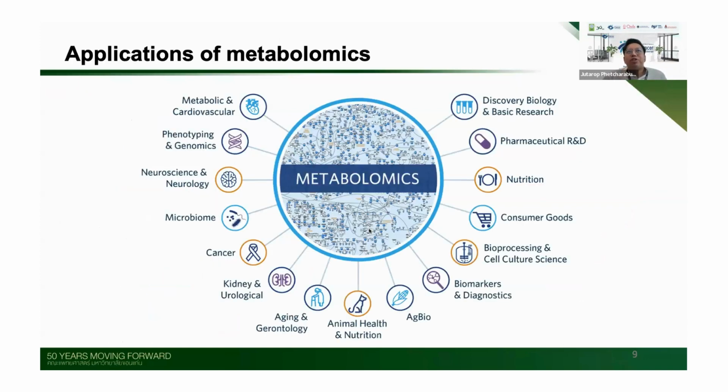And this schematic diagram shows the applications of metabolomics. People are very familiar with metabolomics used for biomarker discovery, but not only biomarker discovery. Metabolomics can be employed for pharmaceutical R&D, nutrition, consumer goods QA and QC, bioprocessing and cell culture science, animal health and nutrition as well, aging and gerontology, and some other medical applications in cancer, microbiota science, neuroscience and neurology, phenotyping and genomics, and metabolic and cardiovascular diseases.